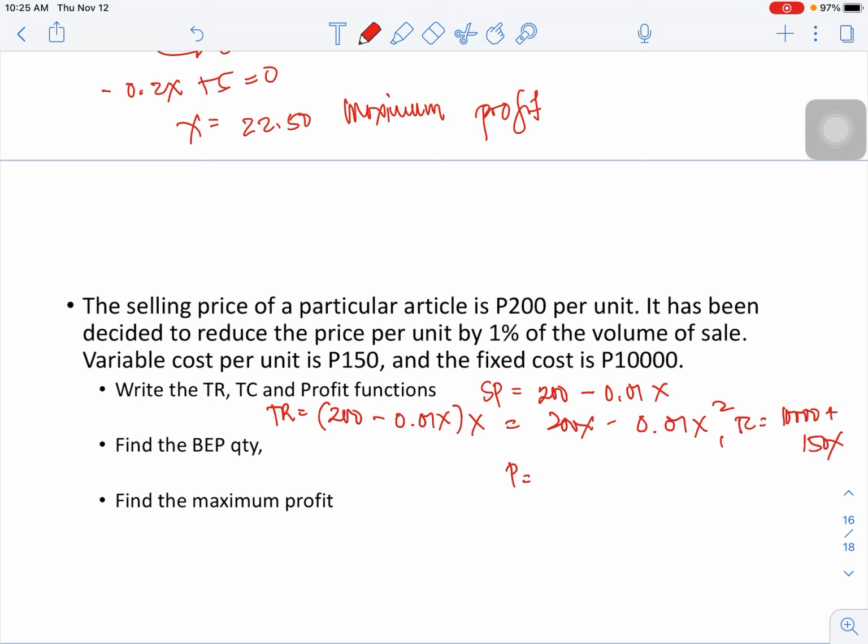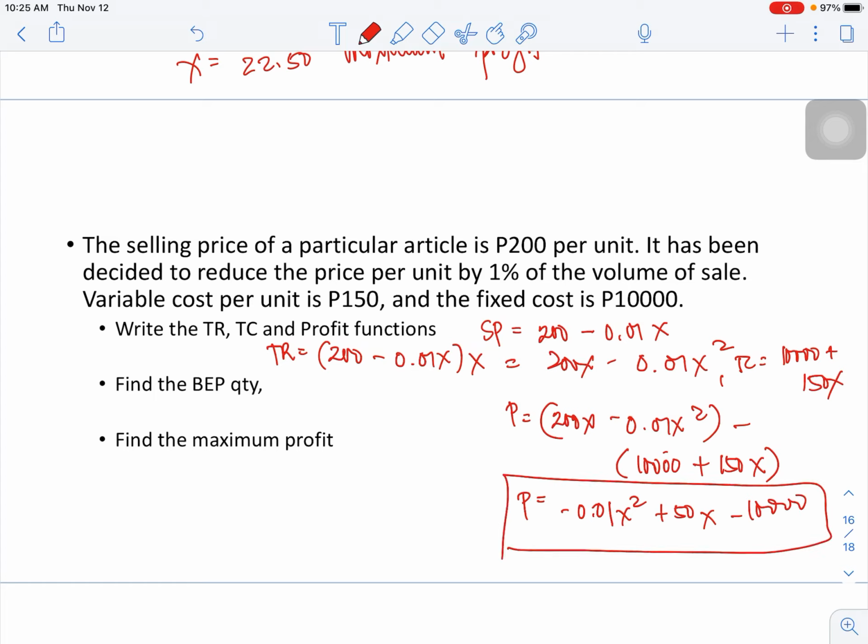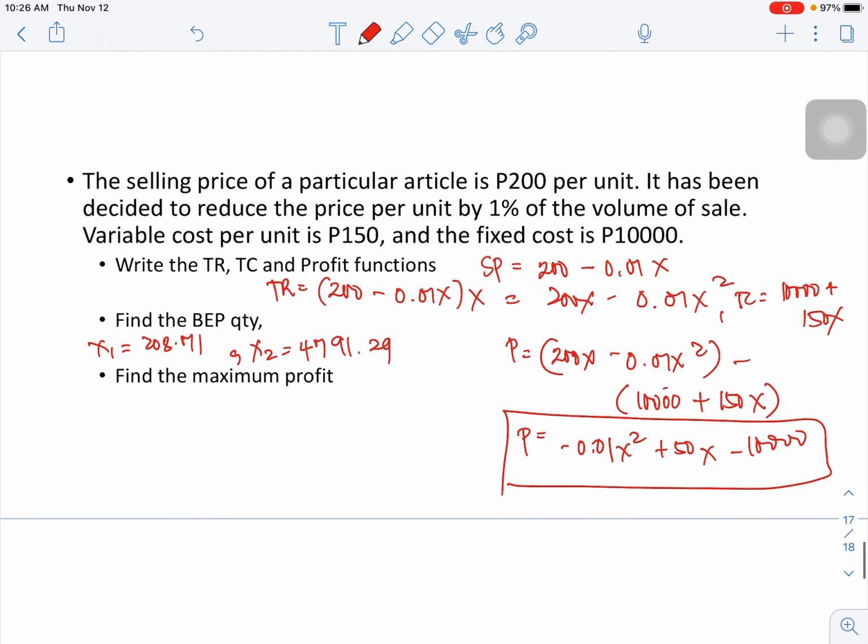For our profit, we have 200x minus 0.01x squared minus the TC of 10,000 plus 150x. Let us simplify. P is equal to negative 0.01x squared plus 50x minus 10,000. For our BEP quantity, with this profit function, let us use our calculator to find the two x values. x1 is equal to 208.71 and x2 is equal to 4,791.29.